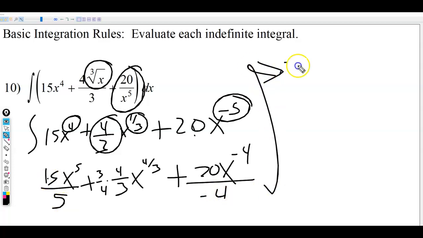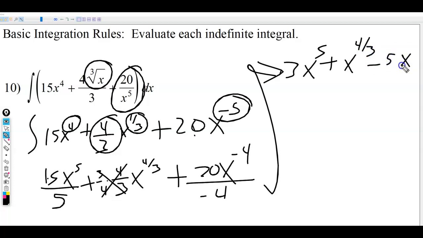So final answer would look something like this then. 5 goes into 15 3 times. Everything cancels here, so we're just left with x to the 4/3 power. And then 20 divided by -4 is going to be -5. And it's hard to say if they're going to leave it like this or not. They might choose to put x to the 4th on the bottom as a positive now. Don't forget your plus c also.